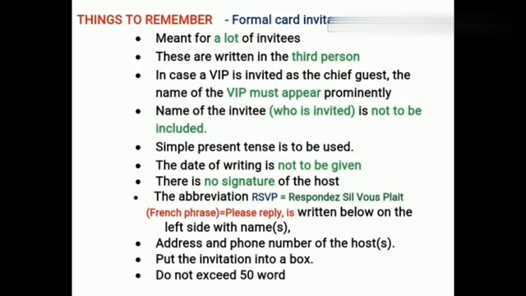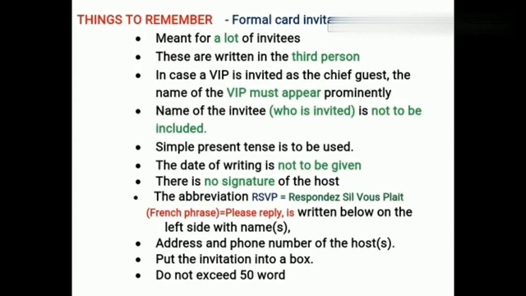Now next is, the date of writing is not to be given. See, in letter writing usually what do we do? We write the date after the sender's address, and then we write the receiver's address. But in card format we will not write the date of issuing the card. Clear? Next point, there is no signature of the host. If the school is issuing the card, then there won't be any signature of the person who is inviting the people.